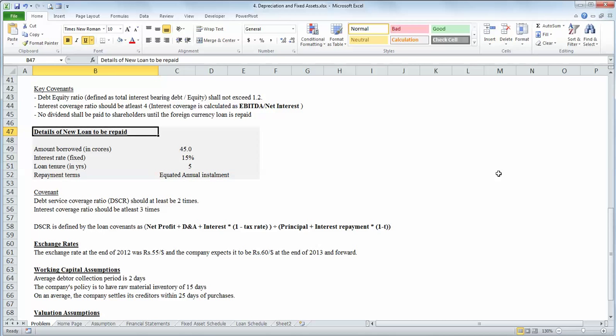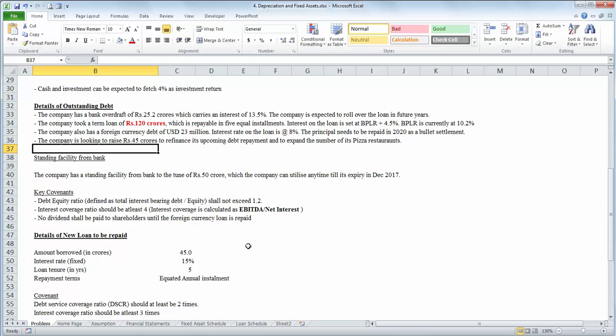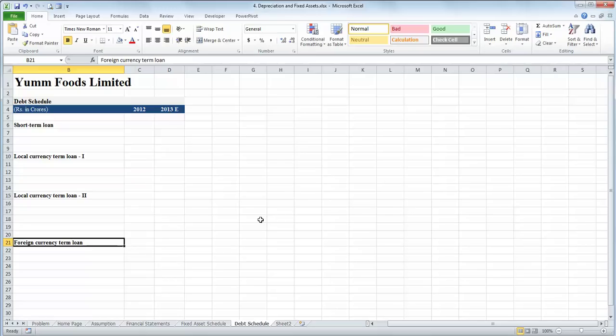So here, calculating the equated nominal installment becomes a tricky part. Essentially, what these variations require us to do is to build a debt schedule with separate schedules for each of the loans, which will then have to be summarized elsewhere. So let us capture this information and try to build a financial model, specifically the debt schedule. We have set up a debt schedule with separate placeholders for each of the different loans that the company has. So let us start building the loan.